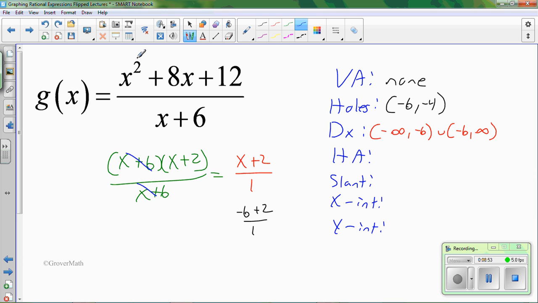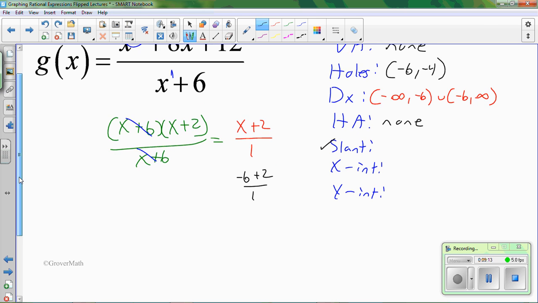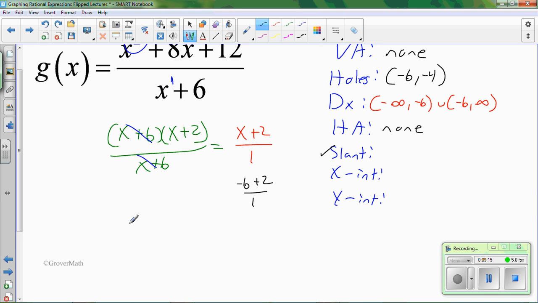Horizontal asymptotes, we go back to the original equation and compare powers. My top one is 2, my bottom is 1. So that's a top-heavy expression, so for horizontal asymptotes, the answer would be none. But that means there could be a slant, and because we are 1 degree higher, there definitely is a slant asymptote. So we have to do long division now.